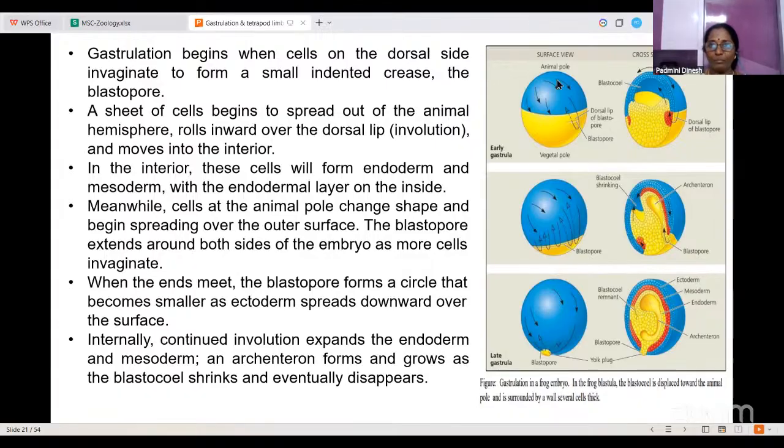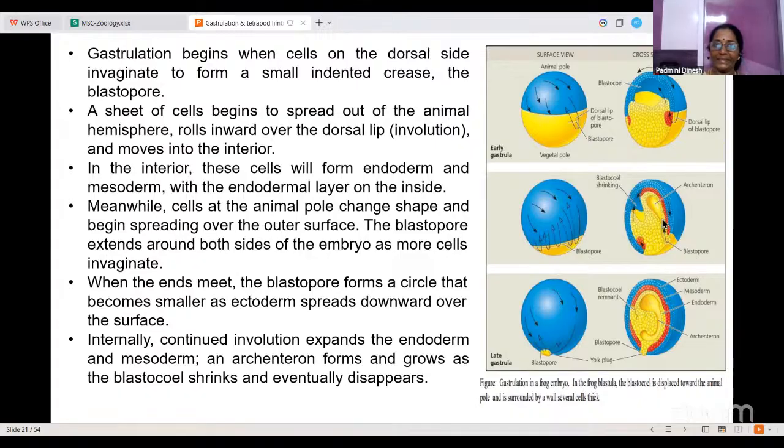And as the dent is formed, the cells from the animal pole are going to come around and invaginate inside over there. So you can see the cells over here that are going to invaginate. A sheet of cells begins to spread out of the animal hemisphere, rolls inside over the dorsal lip, that is the involution, and moves into the interior of the embryo. So you're going to see how they are going to move inside. Can you see the movement over here? The red colored one has moved inside. So that is the involution over there.